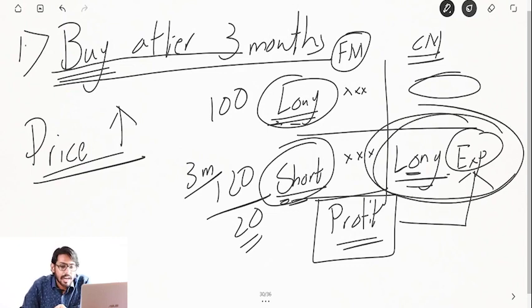This is your position in the cash market. You want to buy something after 3 months, your daughter's wedding or your Bharat Petroleum. You have a big consignment of crude oil coming in after 3 months. After 3 months, you have to make a payment of so many crores of rupees for a consignment of crude oil that came from Saudi Arabia.